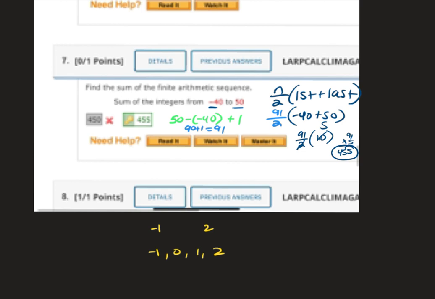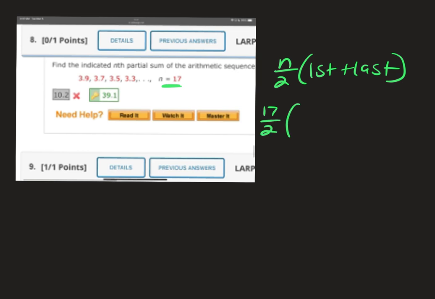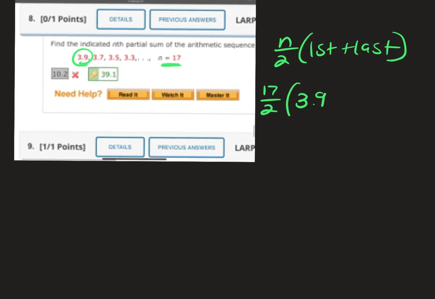All right, so 8 says, same thing. Find the nth partial sum of the arithmetic sequence. I need n over 2 times first plus last. So it says n is 17. It gives you that one. The first one is 3.9. I've got that one, okay? What you don't have is the last one.